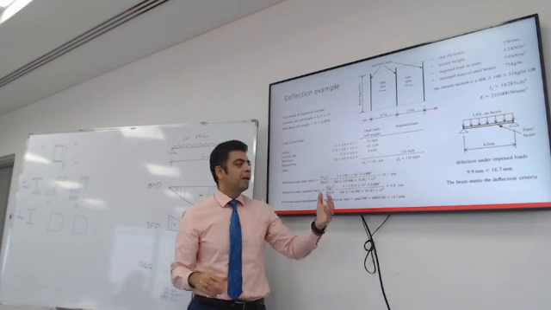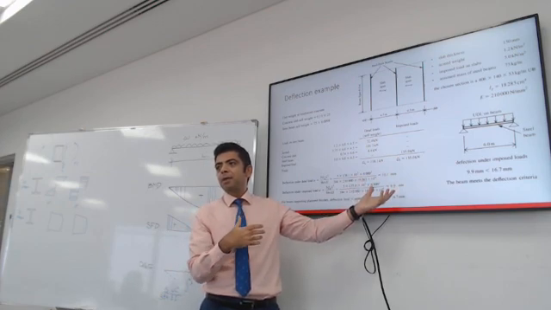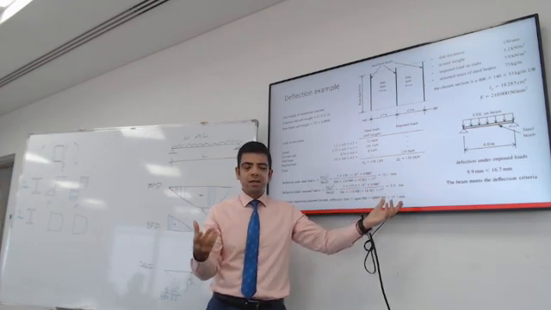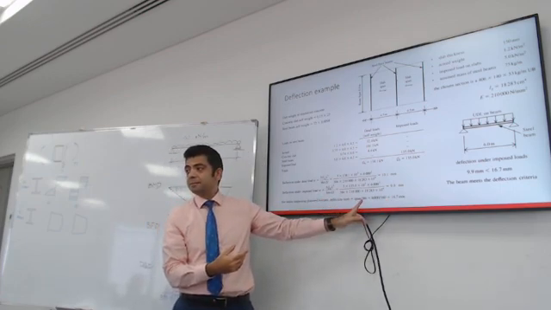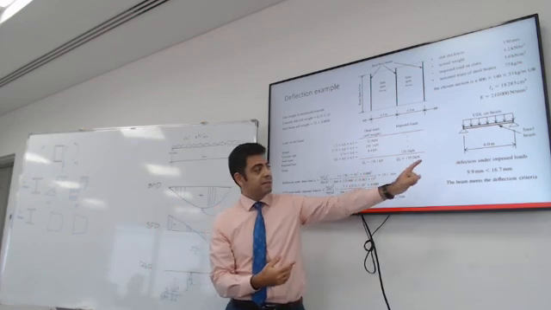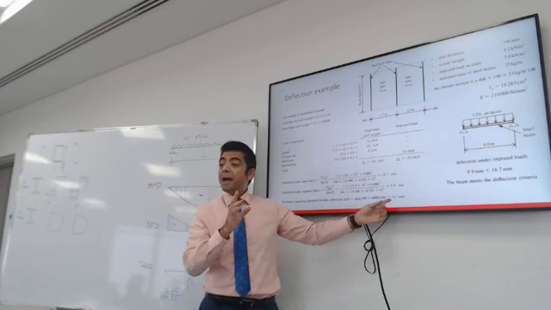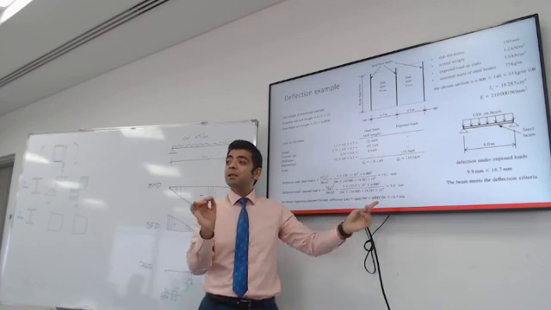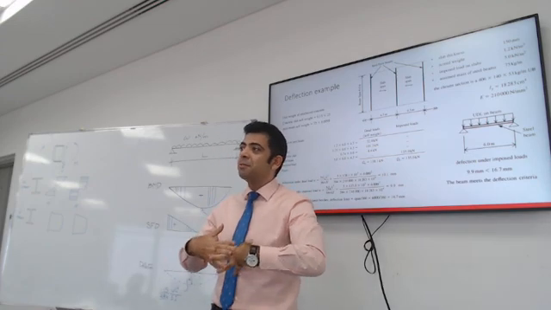Okay, so what is the allowable deflection for this beam? According to the Eurocode suggestion, it's the span divided by 360. So how much is the span? It is 6 meters, divided by 360. So the maximum limit is 16.7 millimeters. Do not exceed 16.7 millimeters.